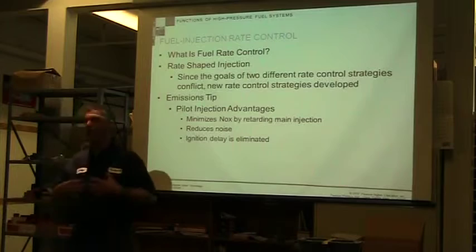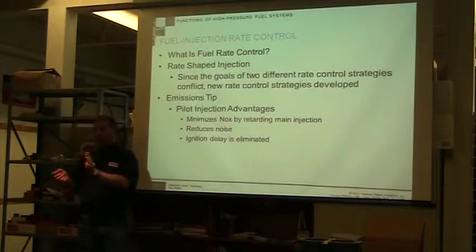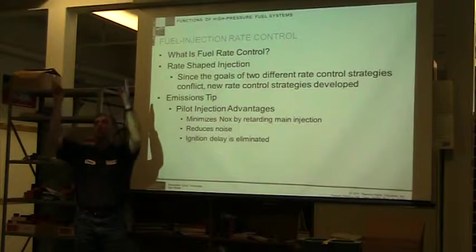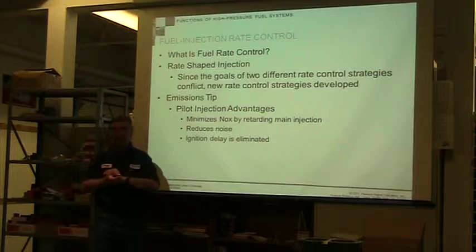Now, we have control. So we're gonna minimize the NOx, because now instead of getting this violent explosion, these flame fronts all crash into each other, and we get these gigantic compression pressures, because NOx comes from that high temperature that suddenly we got this big flame that flared up. So we reduce the NOx. We're going to reduce the noise because we don't have multiple clashing of flame fronts.